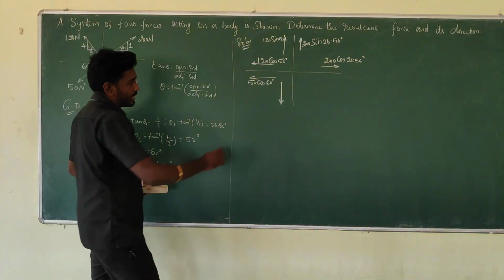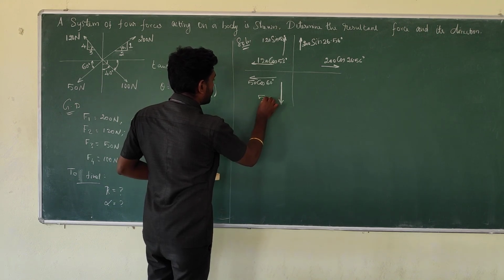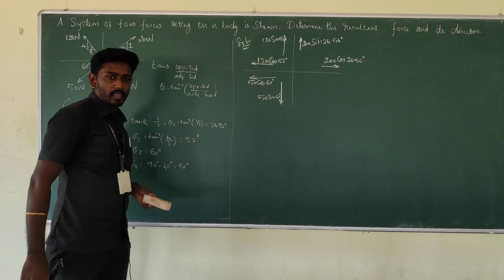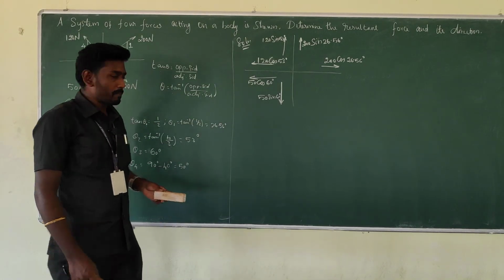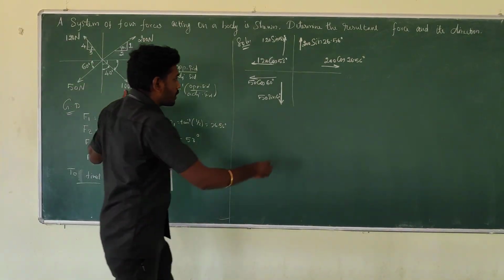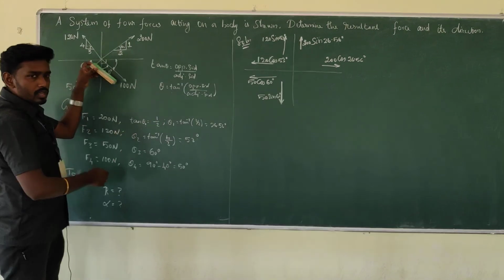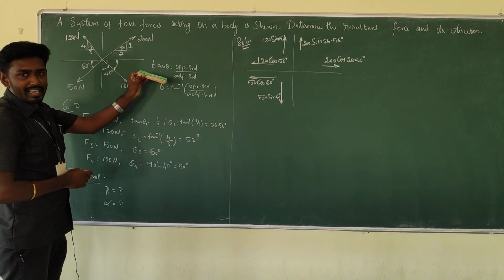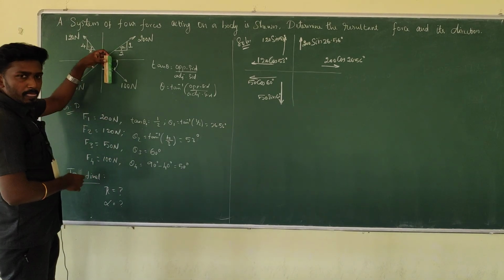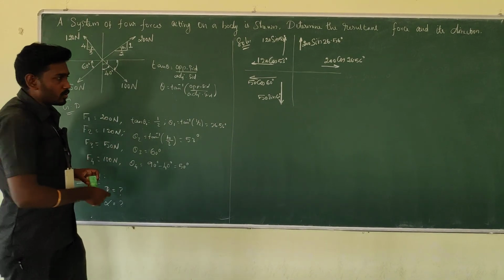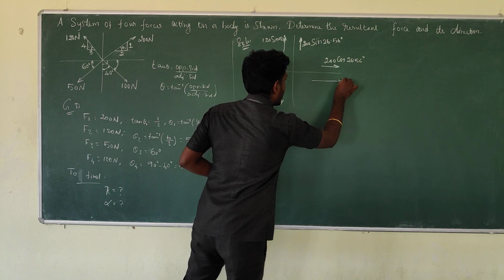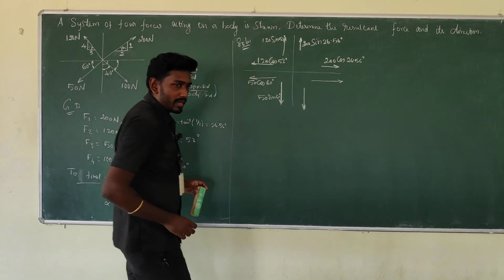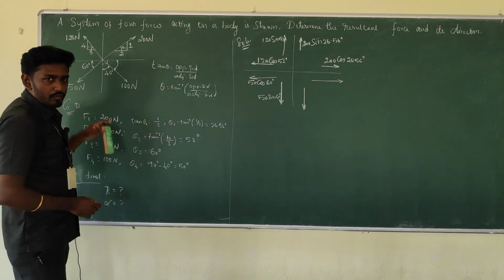Here it is 60 degree. And then 50 sine 60 degree for the vertical one. So what about the next one? It is moving in such a way, partially horizontally right and partially vertically down. So directing right side, directing downwards. These are the possibility of force to move.